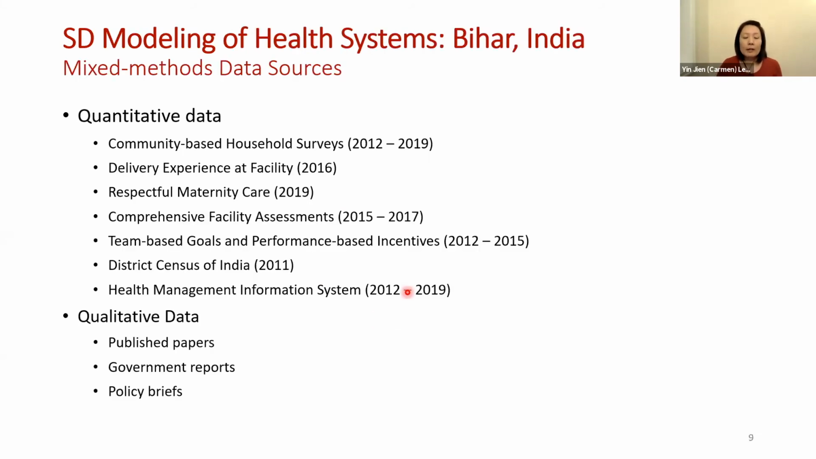In our System Dynamics modeling project, we synthesize and integrate quantitative and qualitative data because we're trying to construct the part of the system that gives rise to the problematic behavior. So we need a lot of evidence. Some of the quantitative data that we use are publicly accessible, such as the census data and the health management information data. And some of the quantitative data are curated in Stanford and in CARE, India. We also look up qualitative data such as published papers, government reports, and policy briefs.